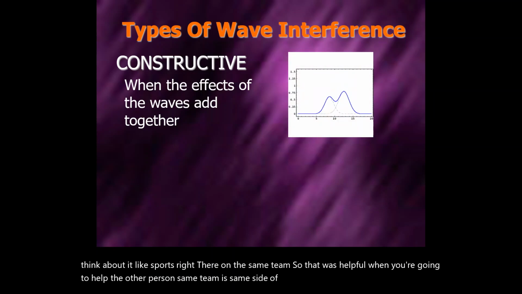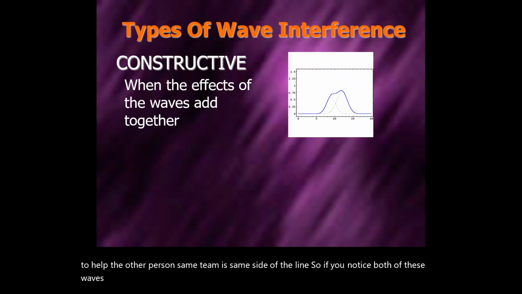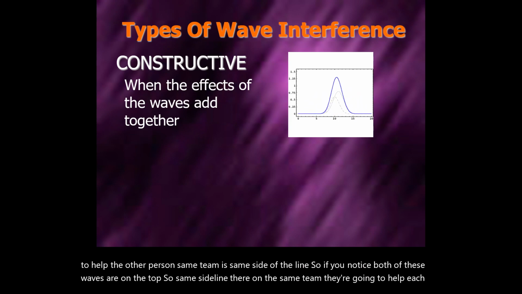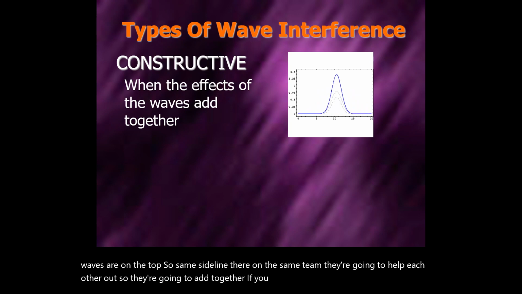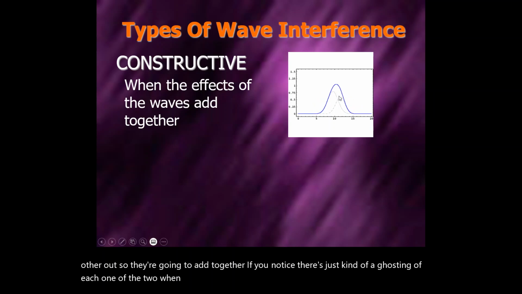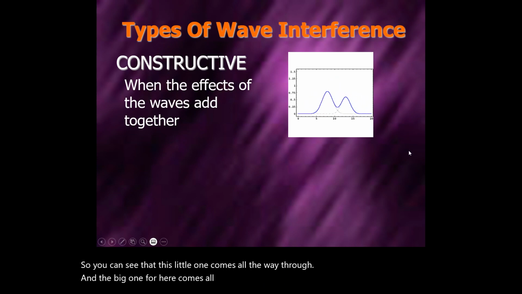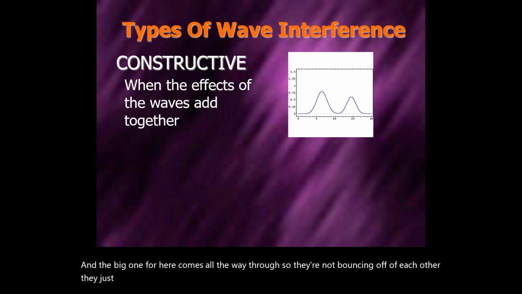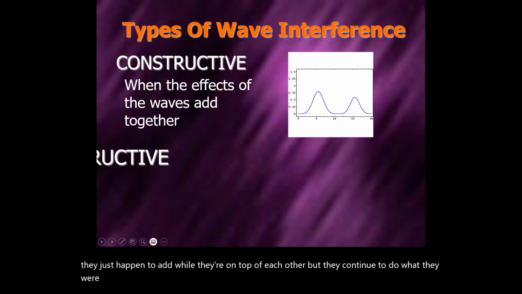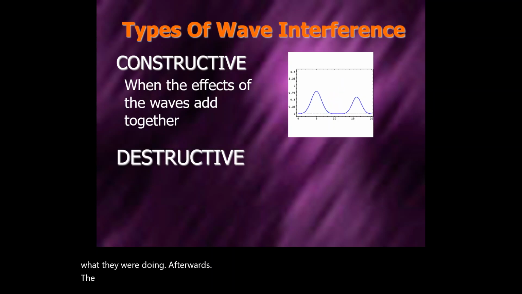So if you notice, both of these waves are on the top. So same side of the line, they're on the same team. They're going to help each other out. So they're going to add together. If you notice, there's just kind of a ghosting of each one of the two when they're overlapping. So you can see that this little one comes all the way through, and the big one right here comes all the way through. So they're not bouncing off of each other. They just happen to add while they're on top of each other, but they continue to do what they were doing afterwards.